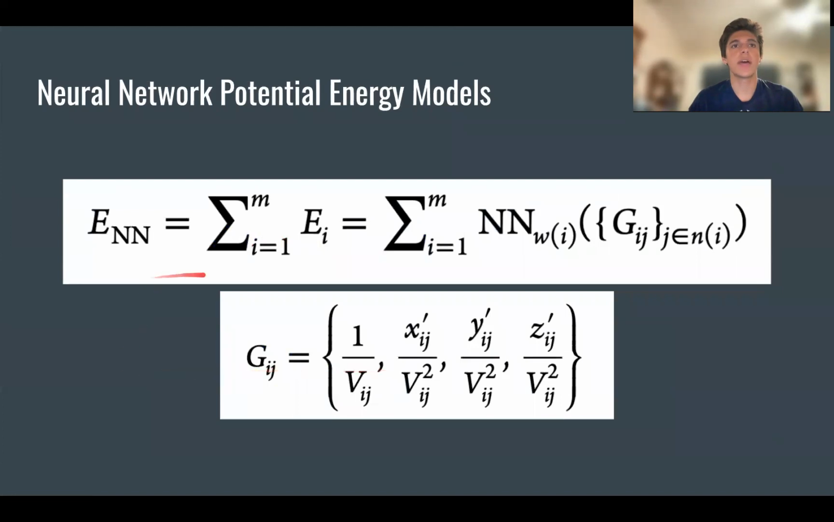As you can see here, E_NN is the sum of the contributions from each atom, which depend on the atomic local chemical environment. Neural network parameters came from experimentation or training data.